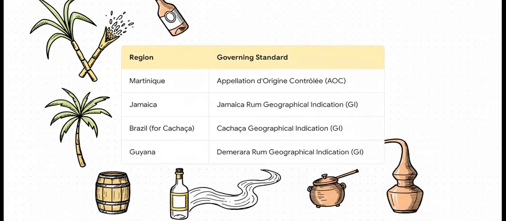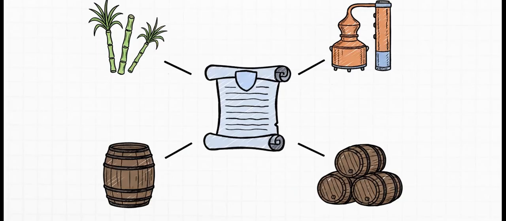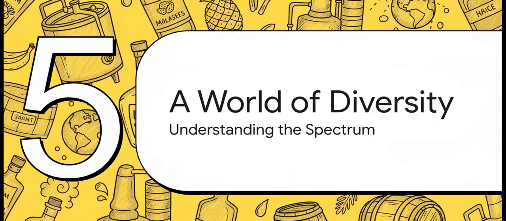This table just shows a few examples. Martinique has a rigorous AOC standard, just like French wine. Jamaica, Brazil, and Guyana all have legally protected geographical indications, or GIs, that protect their heritage, their production methods, and their quality standards. So what seems like chaos is actually this rich tapestry of distinct, legally protected traditions. These GIs and AOCs can dictate everything from which cane varieties are allowed to how the spirit has to be aged.